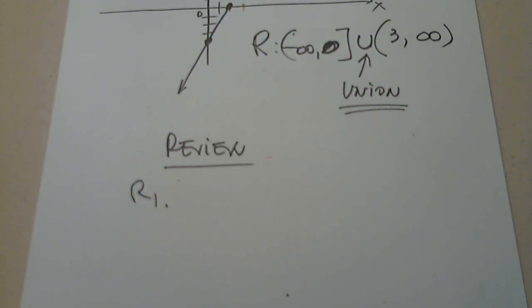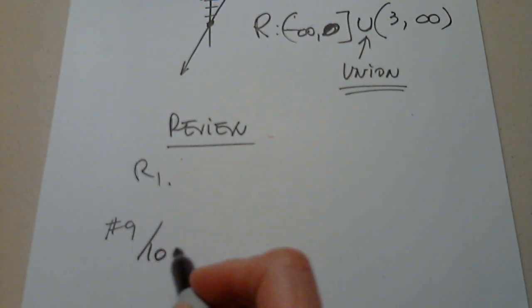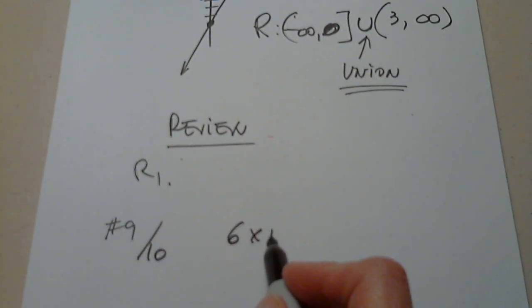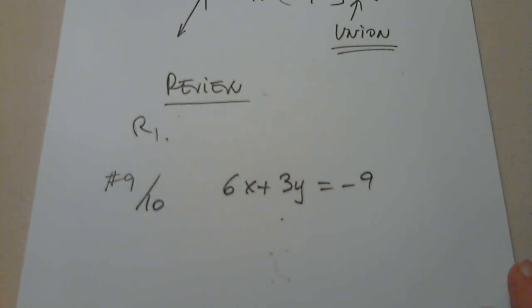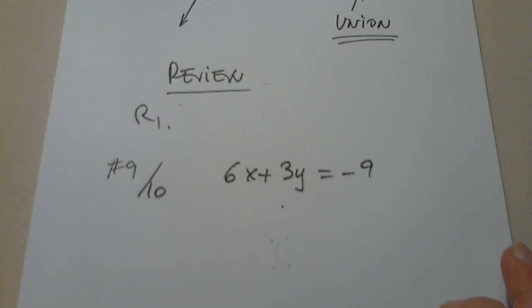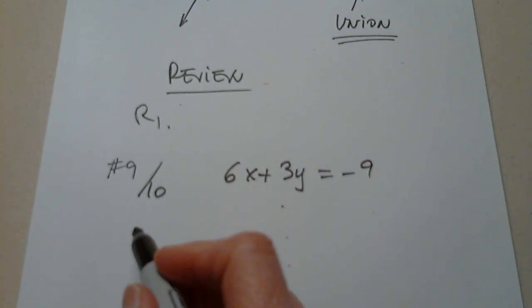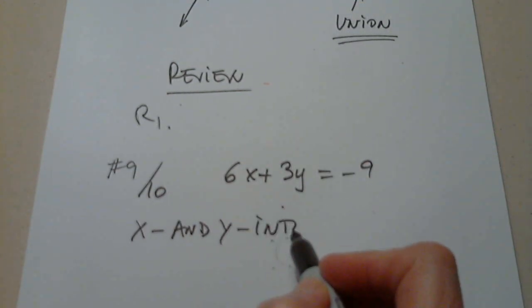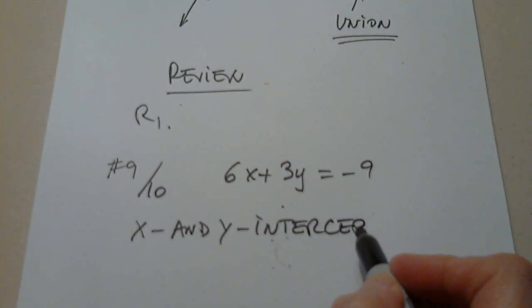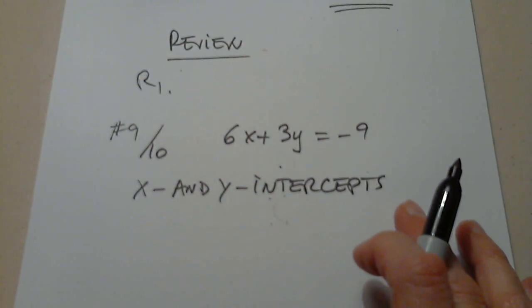Okay, I will choose 9. So this is 9 on page 10. And we have 6x plus 3y equals -9. So just to graph such a function or equation, same thing. The most important points are always the x and y intercepts. And a quick review.